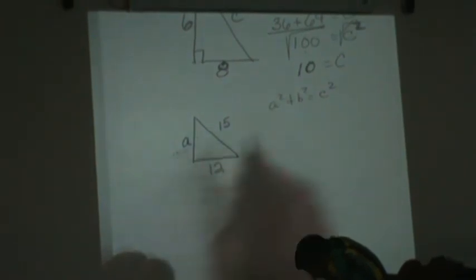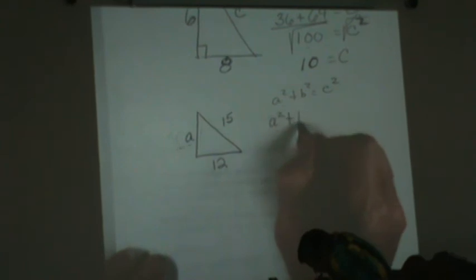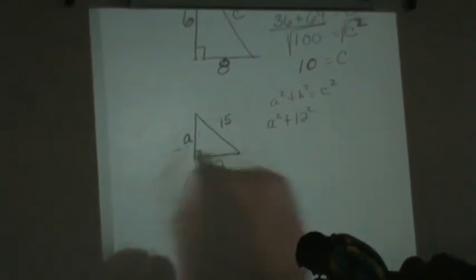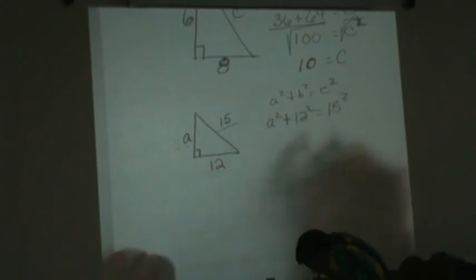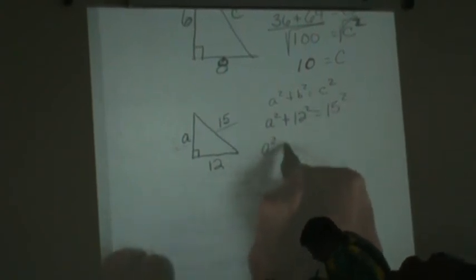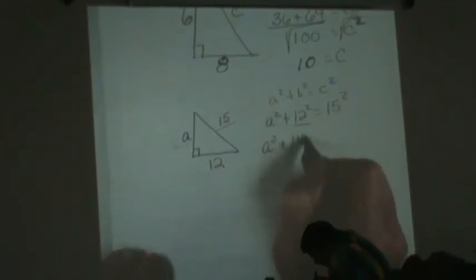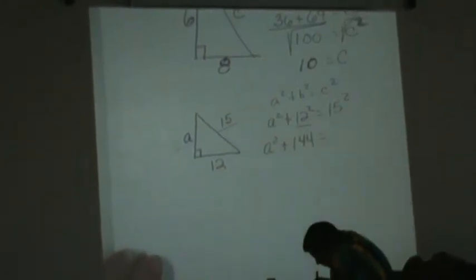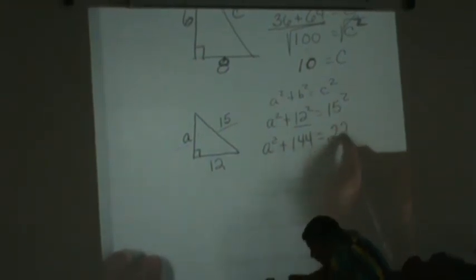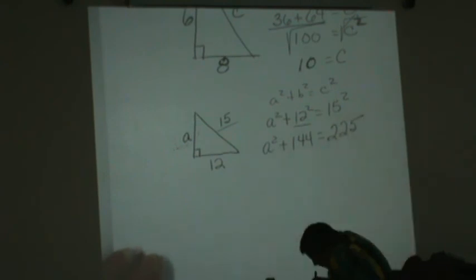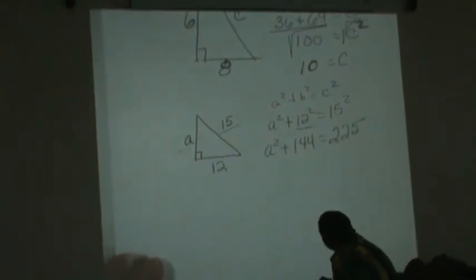So we have A squared plus 12 squared. I didn't write the right angle, but it's right there. Equals 15 squared. So A squared plus 12 times 12, 144, equals 15 times 15, 225.